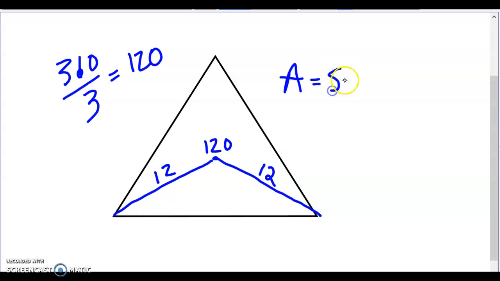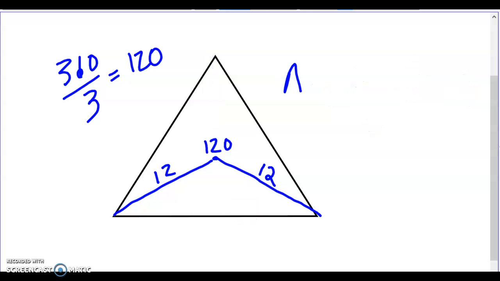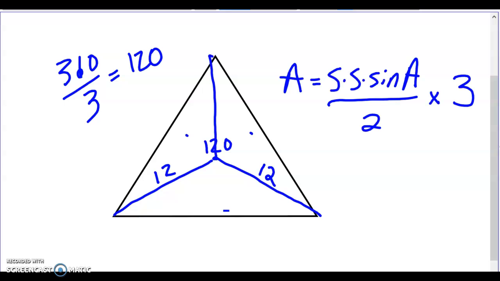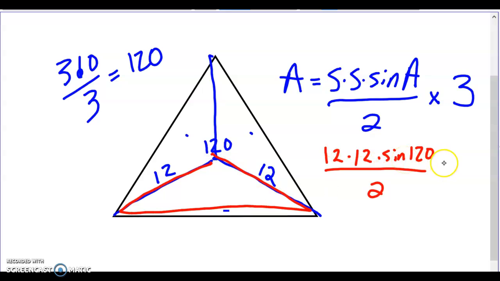So it would be side, sine of the angle, divide by 2. And then there would be 3 of these, right? So if I drew them in, there'd be 1, 2, 3 of those triangles. Now filling in my numbers here, it would be 12 times sine 120 divided by 2. This would tell me the area of this triangle, and then we would need 3 of those. So whatever I get there, I times it by 3, and that will be the area of the whole polygon. If you are given the radius, this is a nice, quick, easy formula to use.